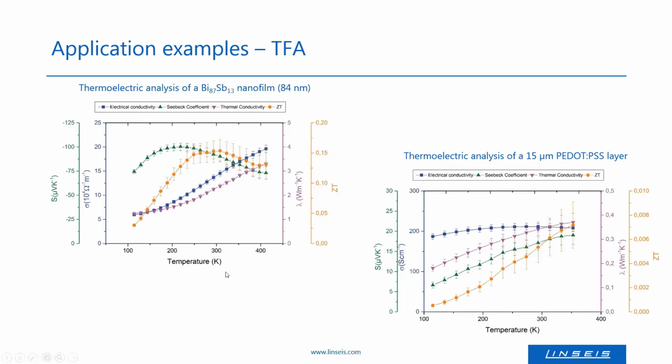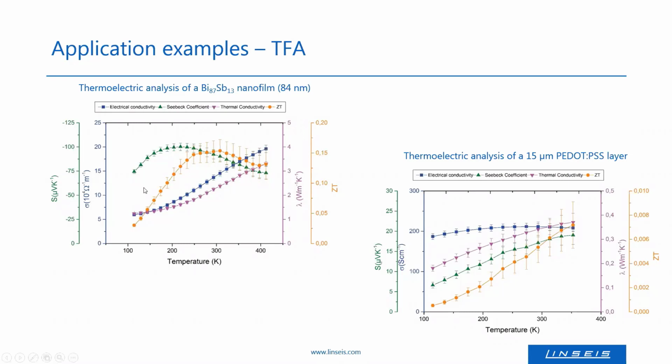Here are some examples for measurements with the TFA. As already mentioned, thin films can show lower thermal conductivities compared to the bulk material, while the electrical conductivity and Seebeck coefficient are much less affected by minimizing the thickness of the material. So this means that the ZT value will be higher in consequence for a thin film compared to the bulk material.